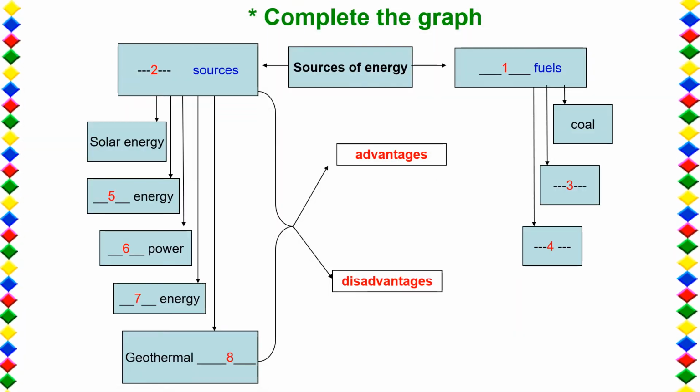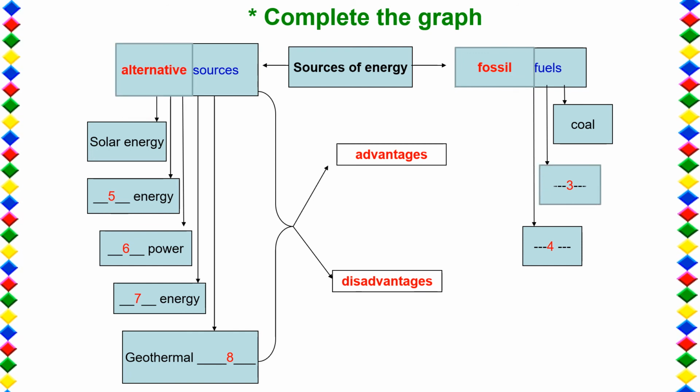Another activity for you. Please use the information you have read to complete the graph. Now, let's start. Have you finished? Let's check the answer. Sources of energy are divided into 2 groups. The first is fossil fuel, and the second is alternative sources.